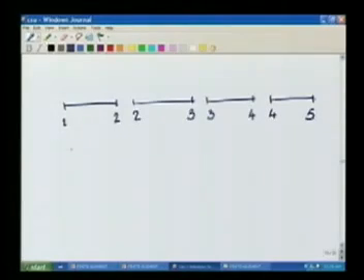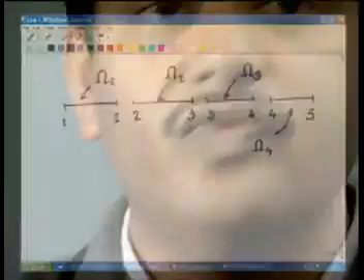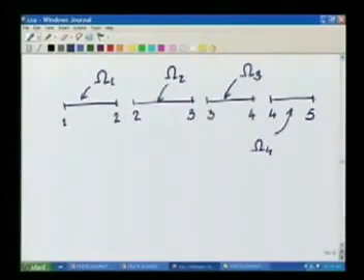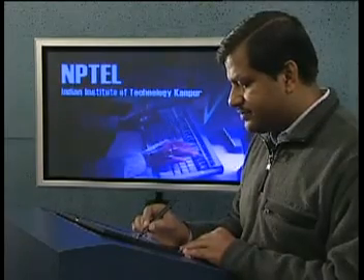Once I have obtained these element level equations for each of these elements, for the first element I will get the equation corresponding to u1 and u2. For the second element I will get the equations corresponding to u2 and u3. For the third element I will get the equations corresponding to u3 and u4, and for the fourth element I will get equations corresponding to u4 and u5. Then the question is, how do we bring these equations together to give us 5 equations in terms of the 5 unknowns u1 to u5? So that process is called assembly.